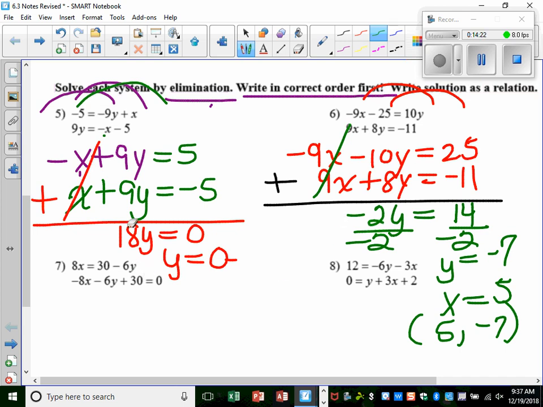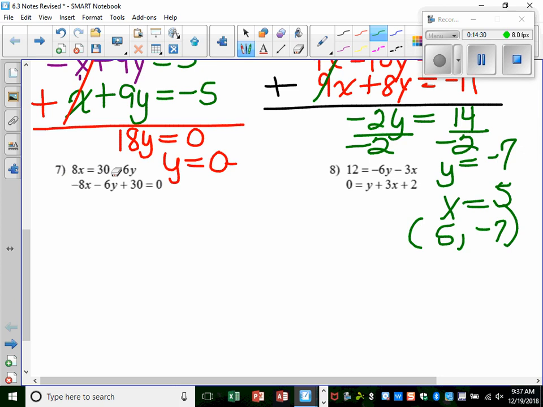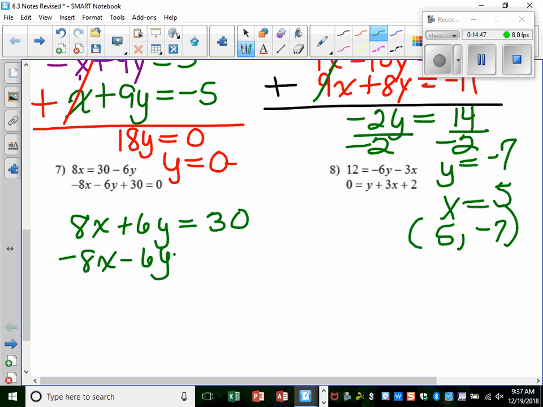All right, we're going to do one more. So then we would have done 3 with subtraction and 3 with addition. All right, so let's take a look at number 7. We need to rearrange this. We need to move that y to the other side. So we're going to have 8x plus 6y equals 30. And then at the bottom, we have the negative 8x minus the 6y, and then we're going to move this 30 over, so that's negative 30.